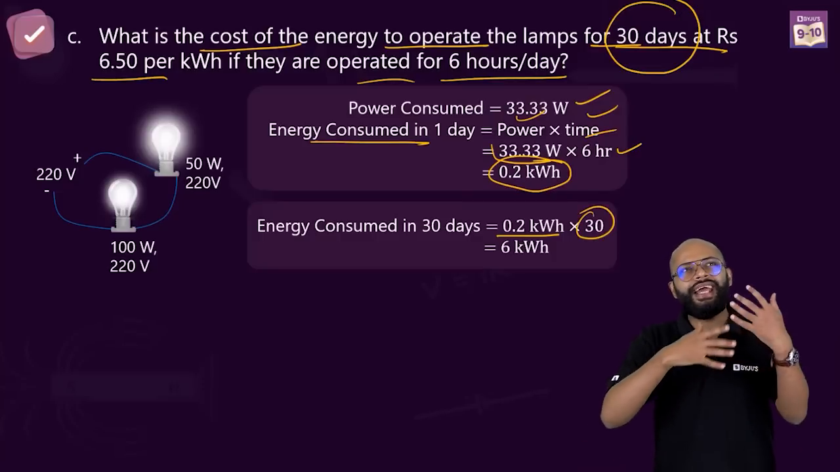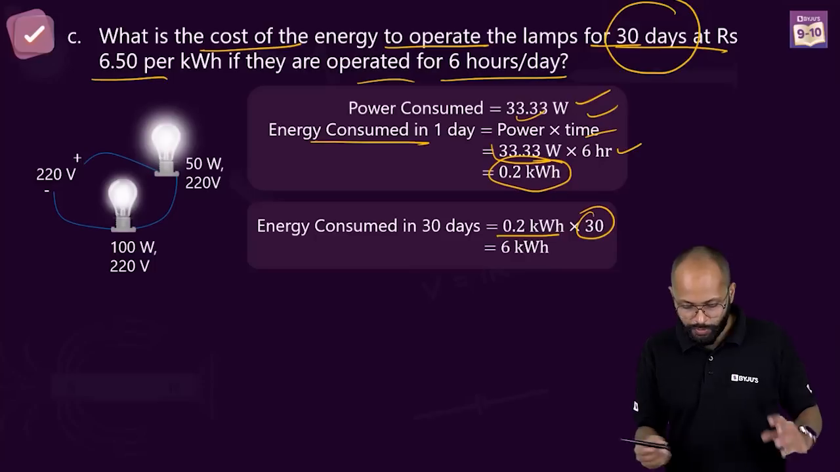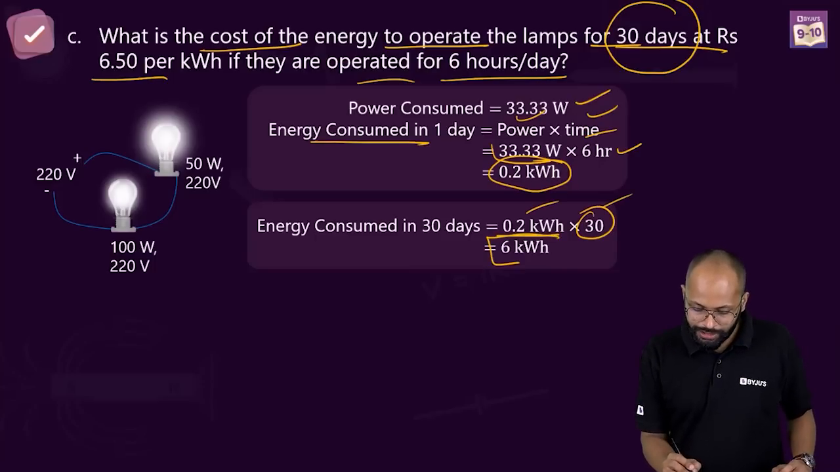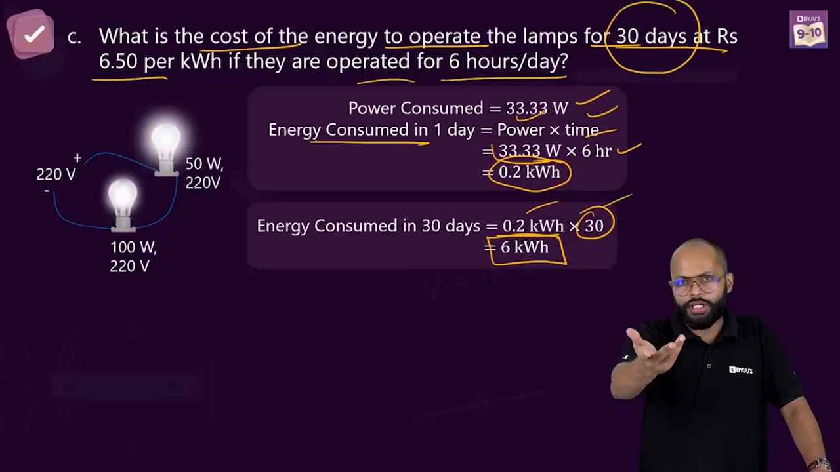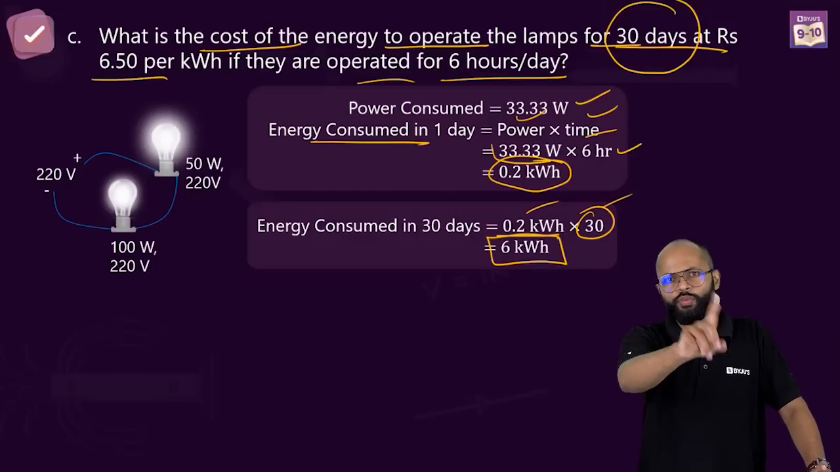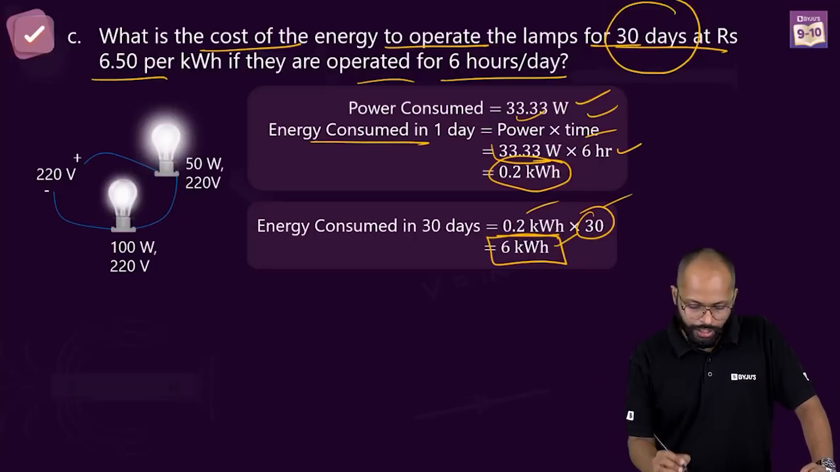See, it's addition only. This is energy you are consuming, you are using, right? So that's why you will multiply it with 30, you will get 6 kilowatt hour. So basically, in 1 month, if tomorrow someone asks you how many units of electricity you consume, you would say 6 units. Why? Because 1 unit is 1 kilowatt hour. That's why 6 units, 6 kilowatt hour.